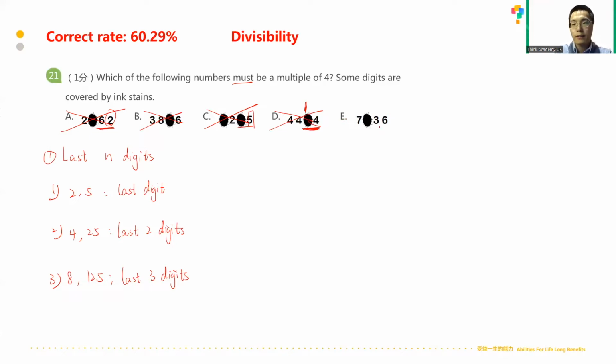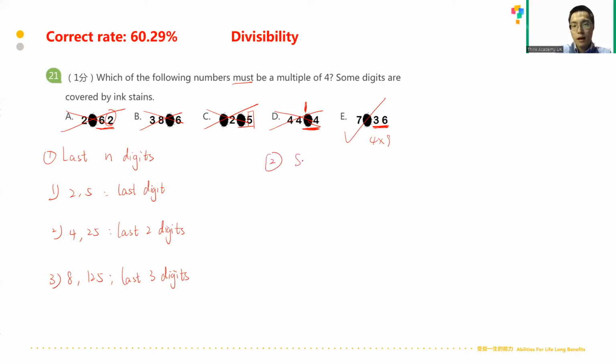And E, finally, the last 2 digits is 36. 36 is definitely a multiple of 4. 4 times 9 is 36. So E is definitely, it must be a multiple of 4. Oops, sorry. So tick. E is the correct answer. And this is the first type, the last n digits type. And we can look at the second type.